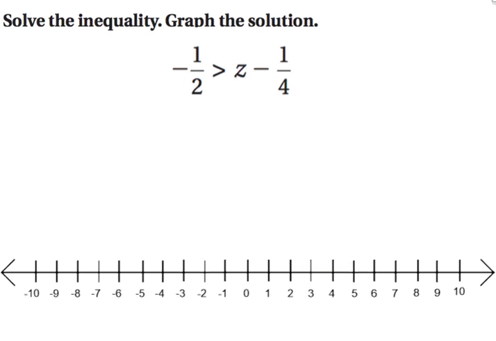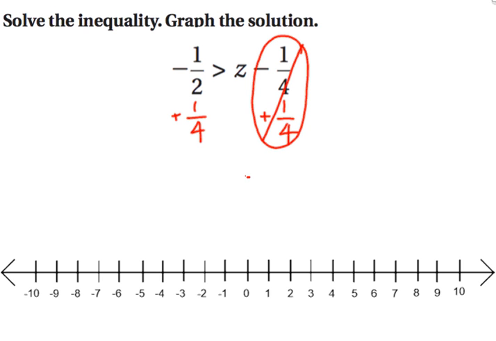All right, another example, this time we have some fractions in there. We're still going to try to get z by itself. So to undo subtracting 1/4, we will add 1/4. We'll do that on both sides. So those cancel, and we're just left with z. We need to get common denominators, so I'm going to do that over here on the left.